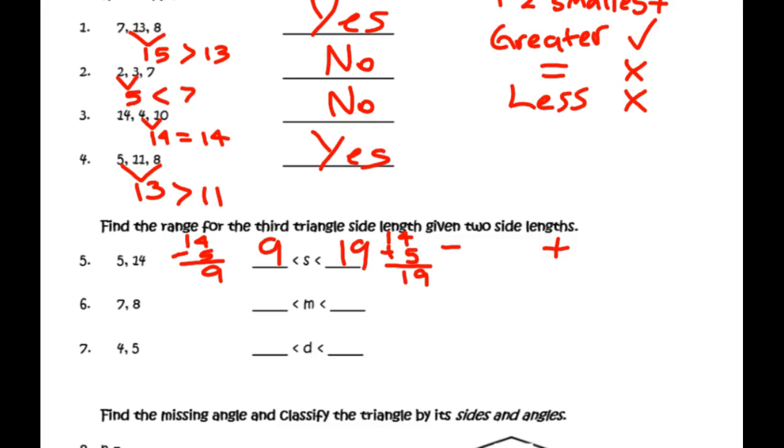Now on 6 and 7, I'm going to do this mentally. 8 minus 7, 1. 8 plus 7, 15. Number 7, 5 minus 4 is 1. 5 plus 4 is 9. Again, you subtract on the left, and you add on the right.